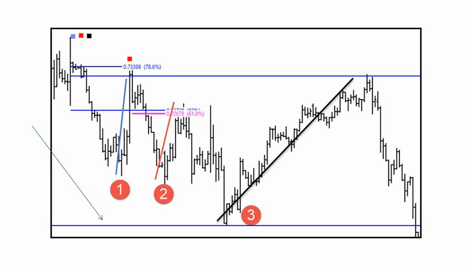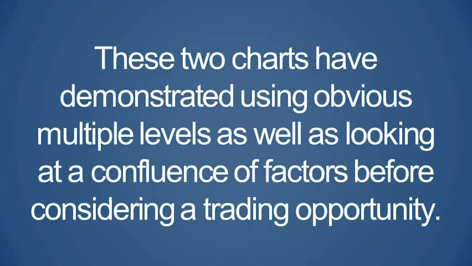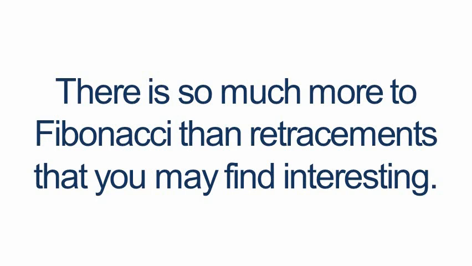Now remember, as I said in the beginning, the biggest knock of fib levels is that a bunch of lines will get hit or exceeded. Now while that's true, it's also a very simplistic way of looking at the usage of Fibonacci levels. These two charts have demonstrated using obvious multiple levels as well as looking at a confluence of factors before considering a trading opportunity. Now there's so much more to Fibonacci than retracements I think you should find interesting.